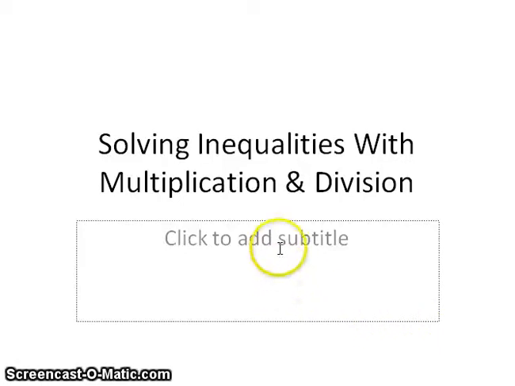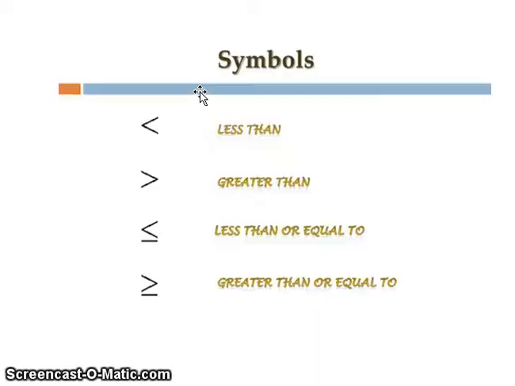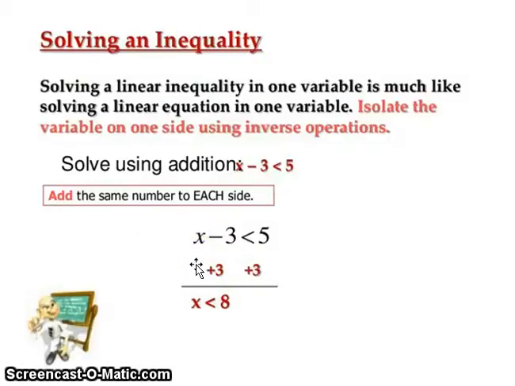Hello everybody! This week we are going to be looking at solving inequalities with multiplication and division. We'll start off with a little bit of review. Here are your inequality symbols. Less than, greater than. When there is a line under there, it means it's less than or equal to, or greater than or equal to. So that would be included in the number.